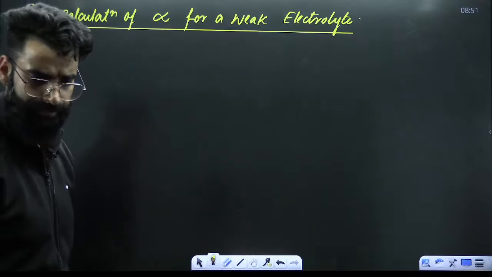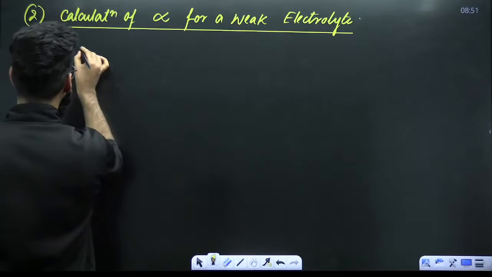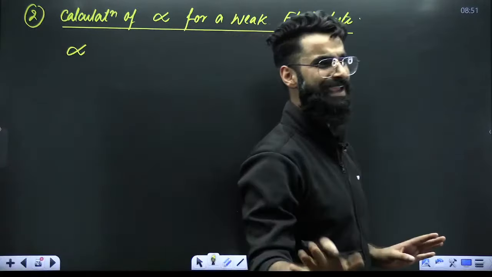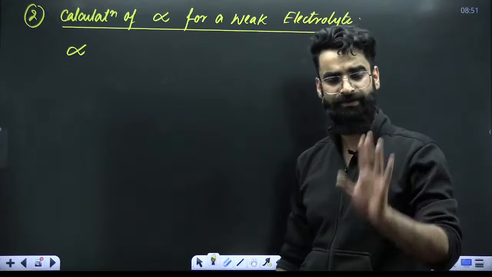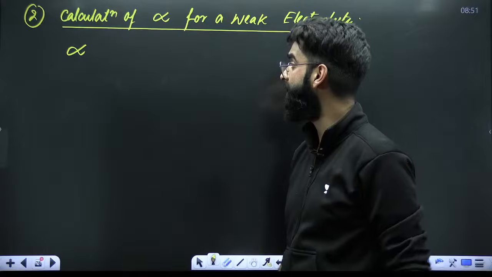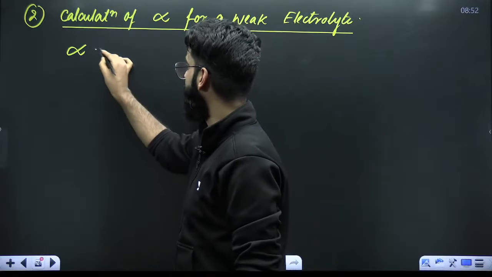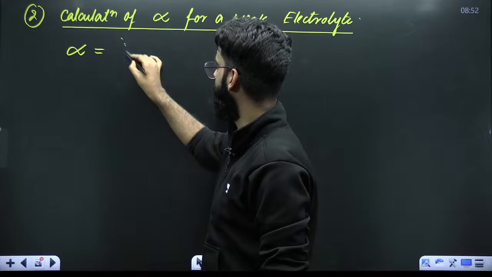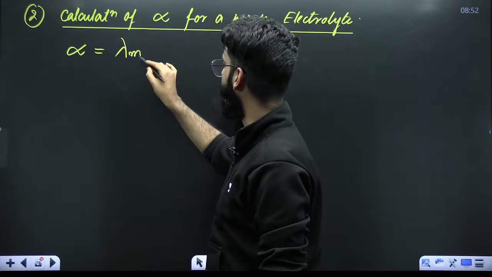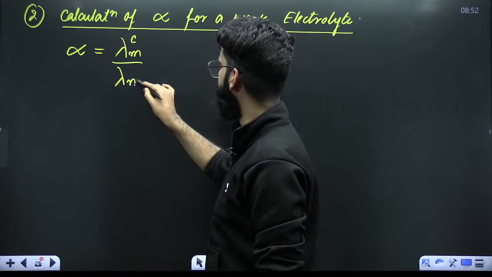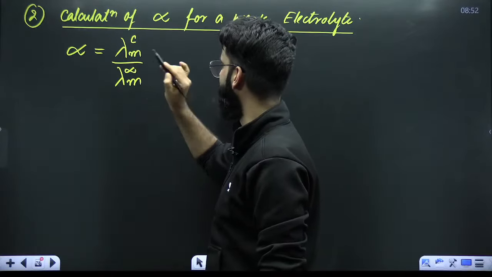My dear students, understand. Degree of dissociation: I'm directly going to give you the result. I'm not going to derive it. I'll give you the result and we'll try to apply it in the questions. Degree of dissociation of a weak electrolyte as per Kohlrausch law is equal to molar conductivity of the weak electrolyte at a given concentration divided by molar conductivity of the same weak electrolyte at infinite dilution.